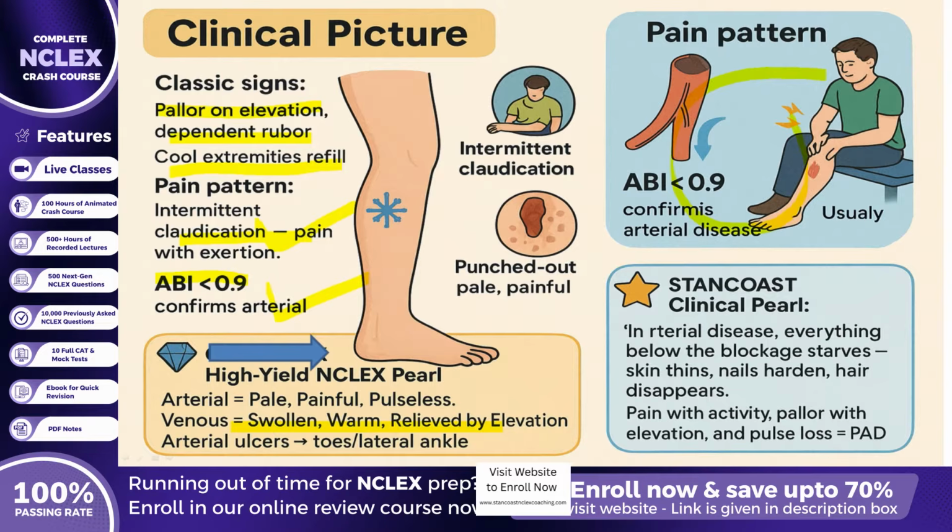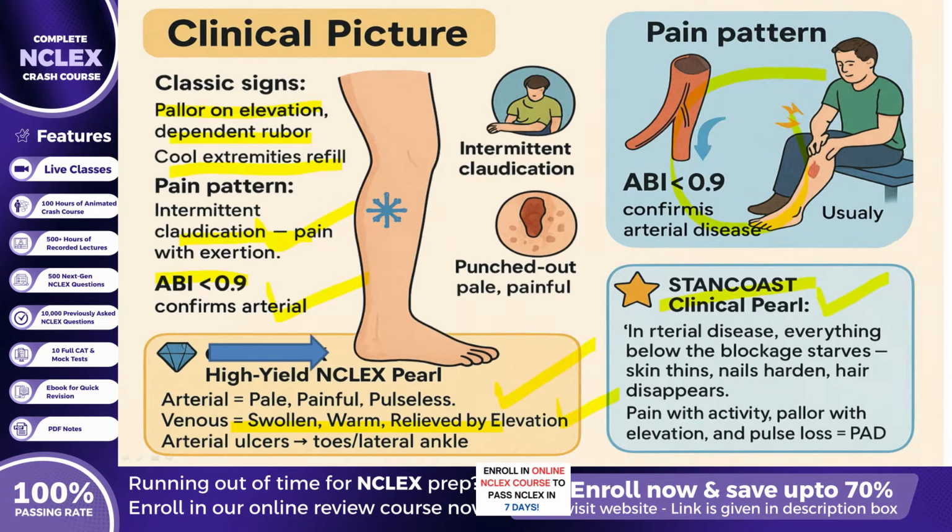Next, reflecting on the Stan-Coast high-yield NCLEX pearl. To differentiate arterial from venous insufficiency, think in terms of color and comfort. Arterial equals pale, painful, pulseless. Venous equals swollen, warm, and relieved by elevation. Arterial ulcers typically form on the toes and lateral ankle, while venous ulcers appear on the medial malleolus.